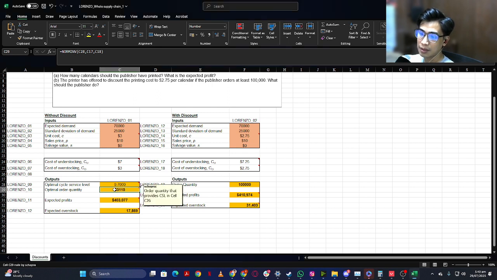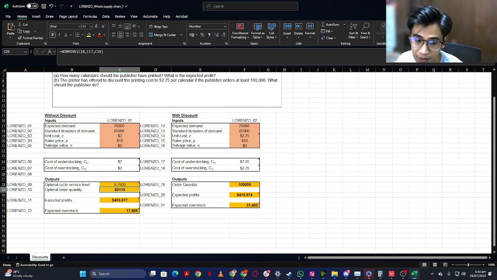And then step 3, we have to find the optimal order quantity. How do we do that? We get the optimal order quantity using the inverse normal distribution function with a probability of 0.7, a mean of 70,000 and a standard deviation of 25,000. As you can see here, we get an optimal order quantity of approximately 83,110 calendars produced.